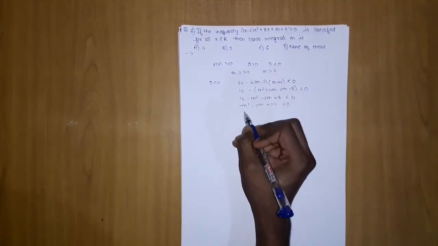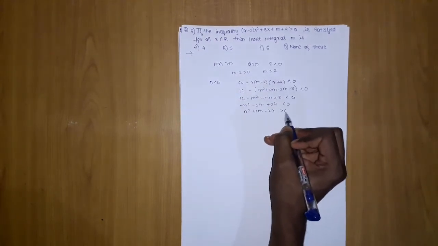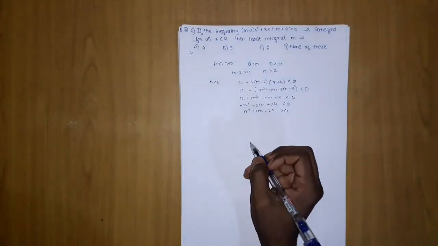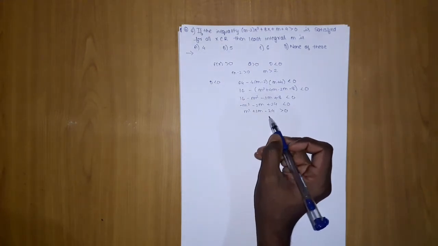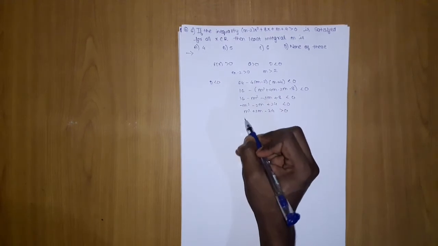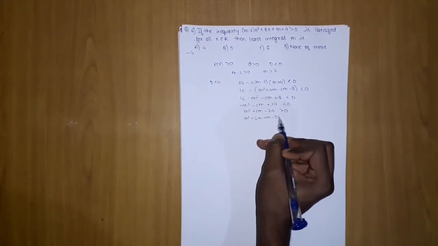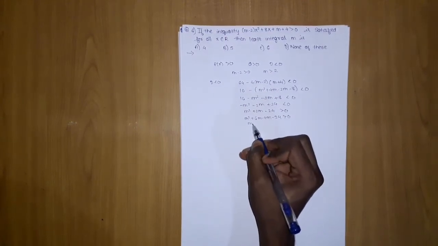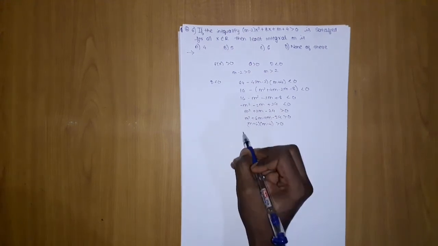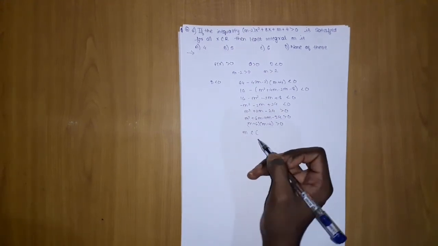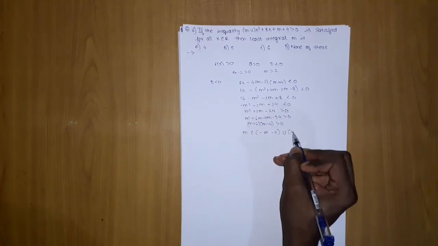We will simplify it: minus m square minus 2m plus 24 less than 0. Just reverse the sign: m square plus 2m minus 24 greater than 0. Now we will try to factorize it. It will be 6m minus 4m, greater than 0, and we will get (m plus 6)(m minus 4) greater than 0. So here the answer is m belongs from minus infinity to minus 6 union 4 to infinity.